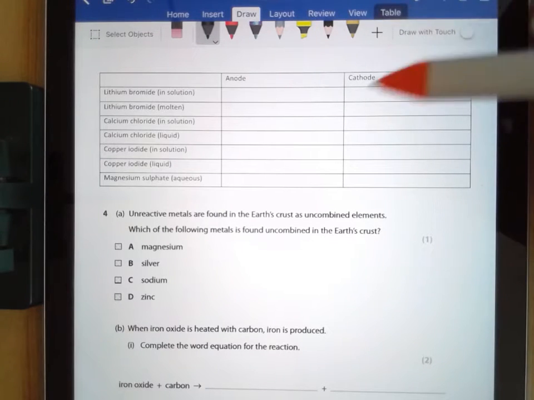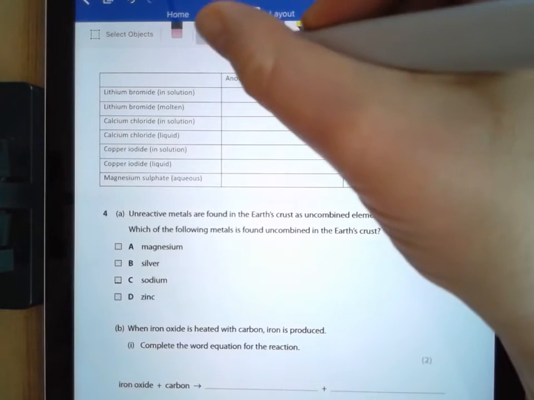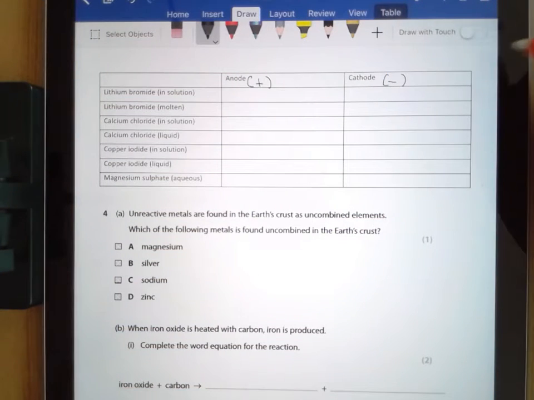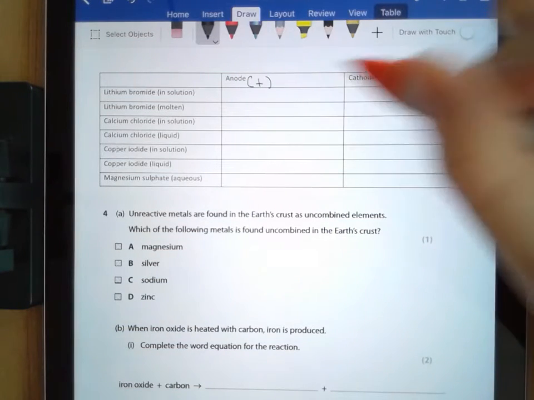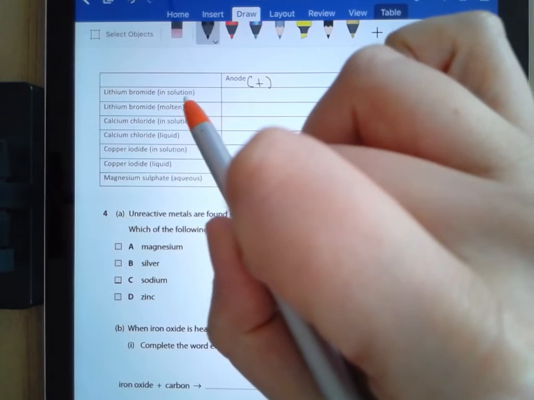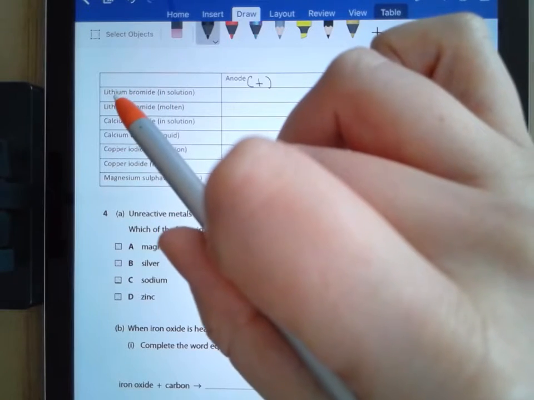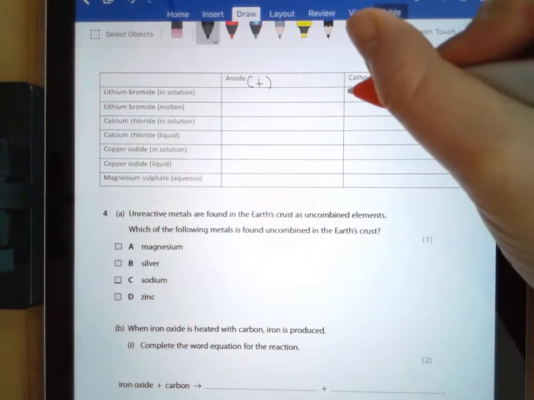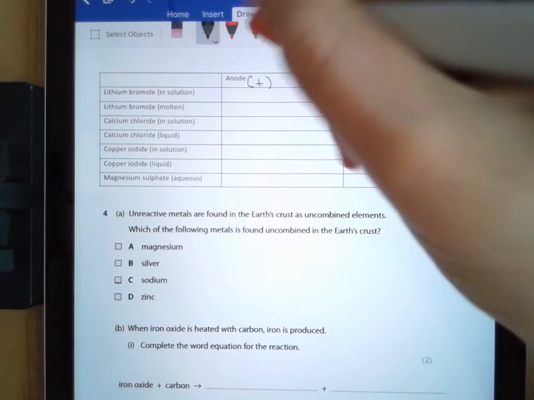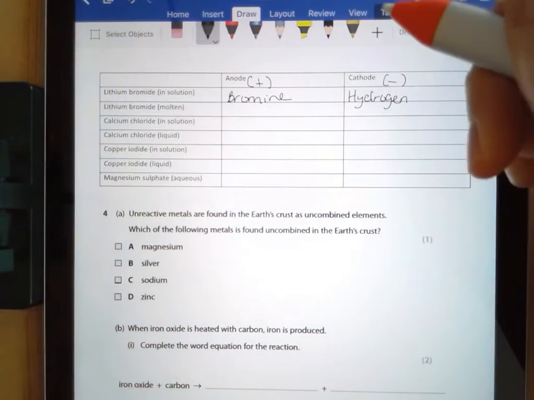Okay, the first one I've just asked you to fill in a table again. I hope you've spotted, though, that I've switched the anode and the cathode around. So anode we know is positive, cathode we know is negative. So just pay attention to which way around it's put. The first one, lithium bromide, and it's in solution. So our rule was if it's in solution and the metal is not copper, then hydrogen will form at the cathode. So make sure you have hydrogen underneath the cathode.